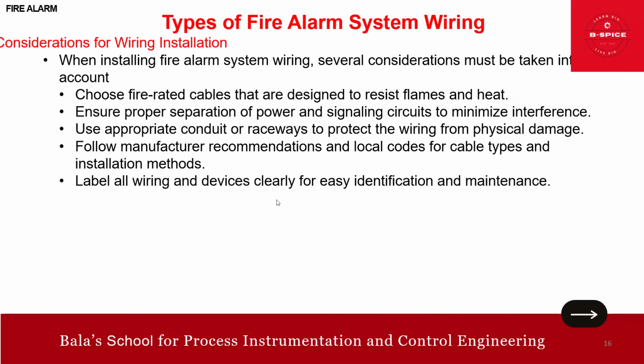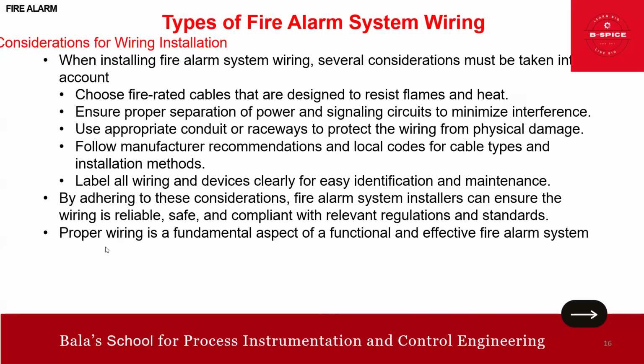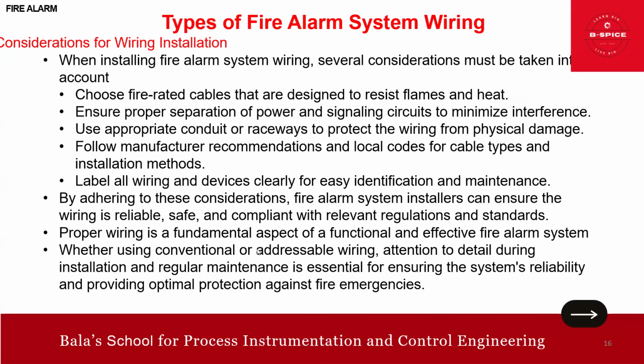Label all wiring and devices clearly for easy identification, troubleshooting and maintenance. By adhering to all these considerations, fire alarm system installers can ensure the wiring is reliable, safe and compliant with relevant regulations and standards. Proper wiring is a fundamental aspect of the functionality and effectiveness of a fire alarm system. Whether you are using conventional or addressable wiring, attention to detail during installation and regular maintenance is essential for ensuring system reliability and providing optimal protection against fire emergencies, friends.